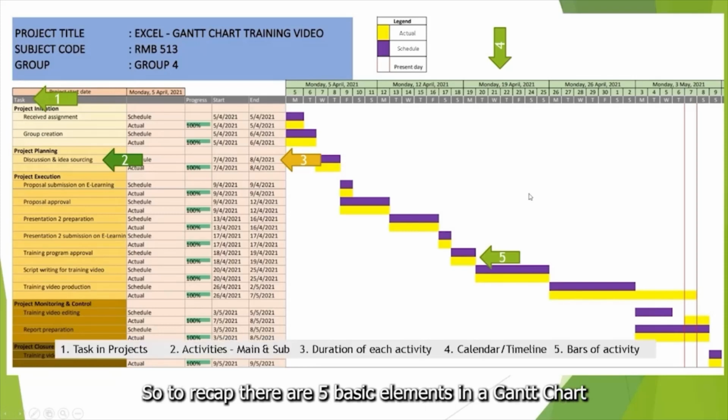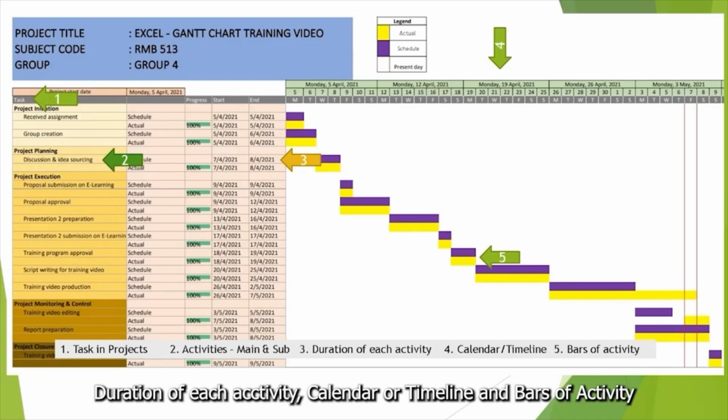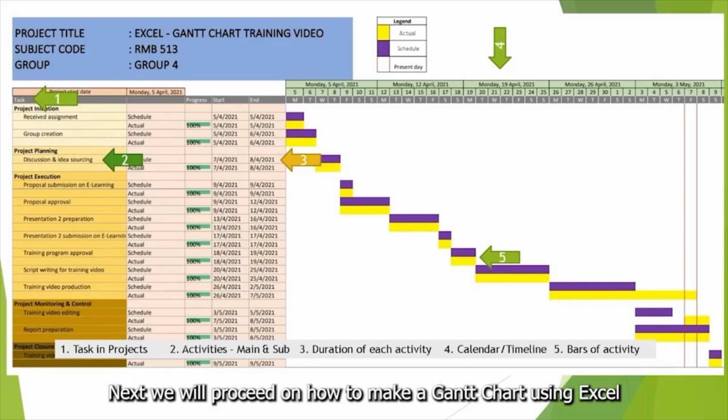So to recap, there are 5 basic elements inside the Gantt chart, which is 1 task in projects, then the activities and sub-activities, duration of each activity, calendar or timeline, and bars of activity. Next, we will proceed on how to make a Gantt chart using Excel.